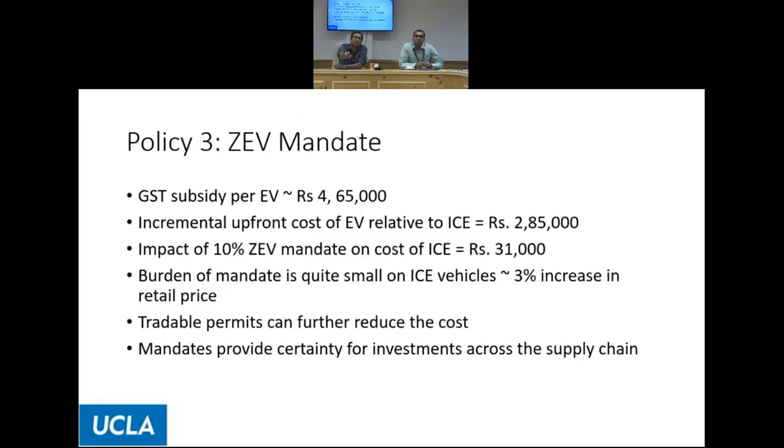The third is a ZEV mandate. Here, the GST subsidy for electric vehicles is already like 4 lakhs, 4.5 lakhs. It's implicit. You're not writing a check like in America, where if I buy an electric vehicle, I get a check from the government. Essentially, my tax goes down. This is actually revenue not collected because you're giving it as a GST subsidy. Implicitly, the government is losing: if it had sold a petrol vehicle, it would have captured more GST.